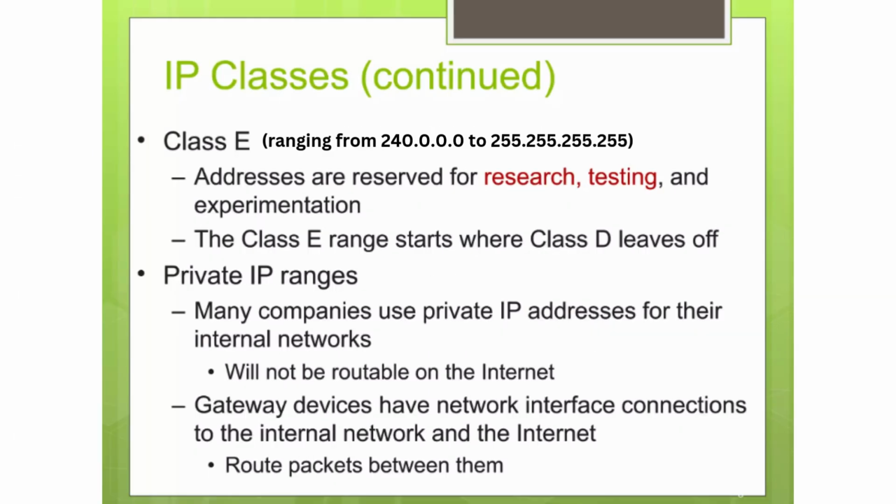Class E IP addresses are special and are not used by regular devices. Instead, they are kept for research and testing purposes. Private IP addresses are used inside companies or organizations for their internal networks. These addresses do not work directly on the internet. Instead, a gateway device, like a router, helps connect the internal network to the internet by routing data between them.